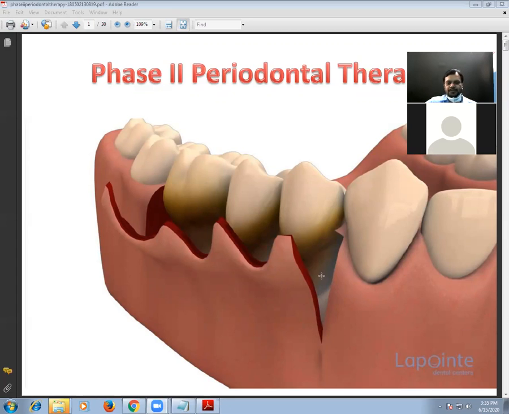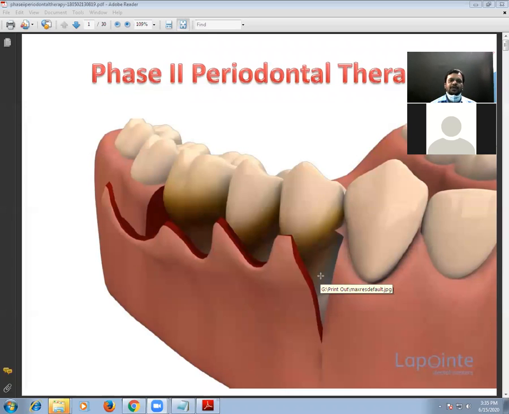Good afternoon. So today's topic for discussion is phase 2 periodontal therapy. So before this, we will discuss the treatment plan. What are the steps? What are the different phases in your treatment plan?